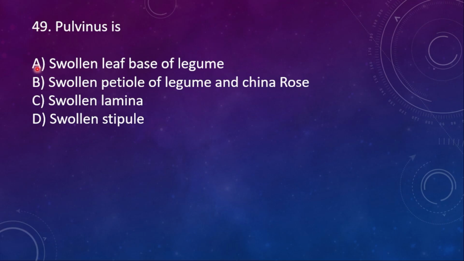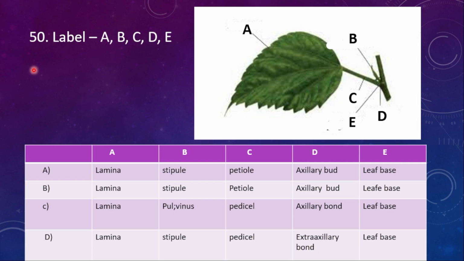Pulvinus is A. Solan leaf base of legume, B. Solan petiole of legume and China rose, C. Solan lamina, D. Solan stipule. It's a solan leaf base of legume. Option A is correct.